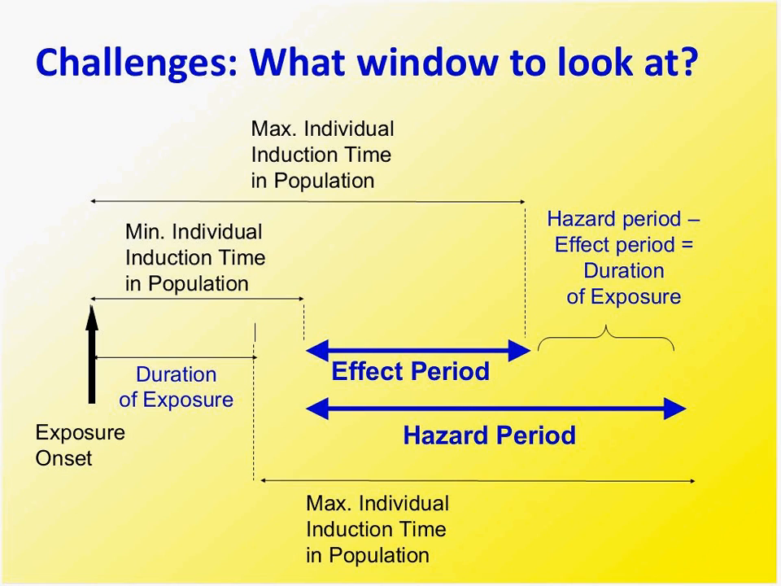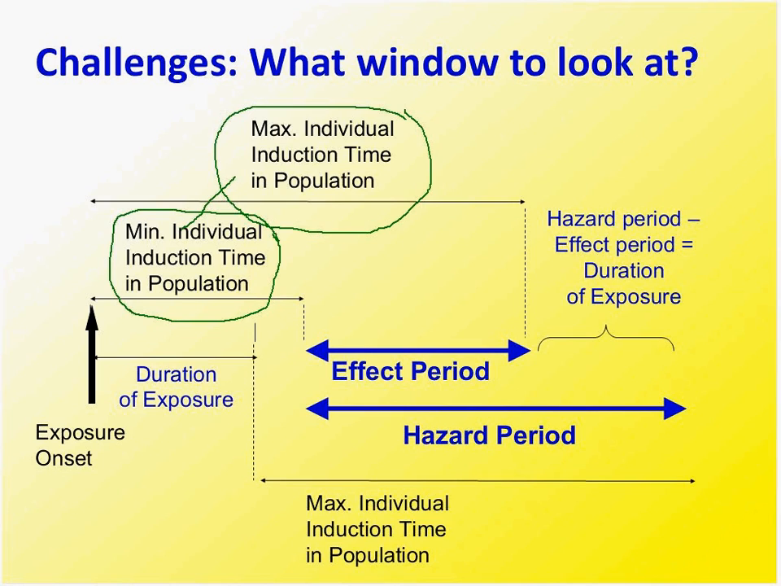The window will be related to the maximum individual induction time in the population and the minimum individual induction time in the population. For vaccine studies, there's some pretty strong biological reasoning for coming up with minimum and maximum induction times. And for drugs, it seems to be a lot harder to come up with those.